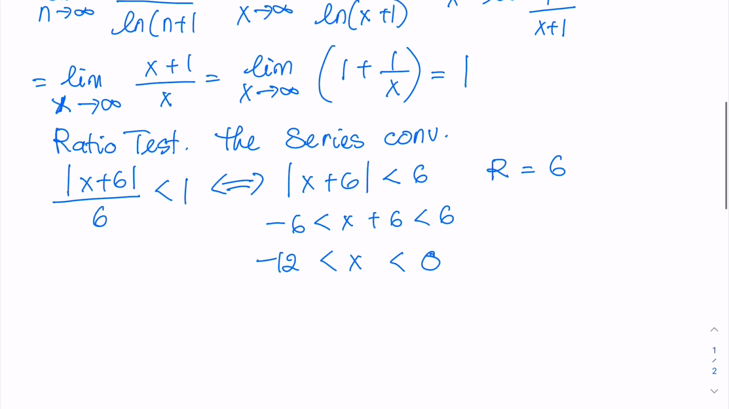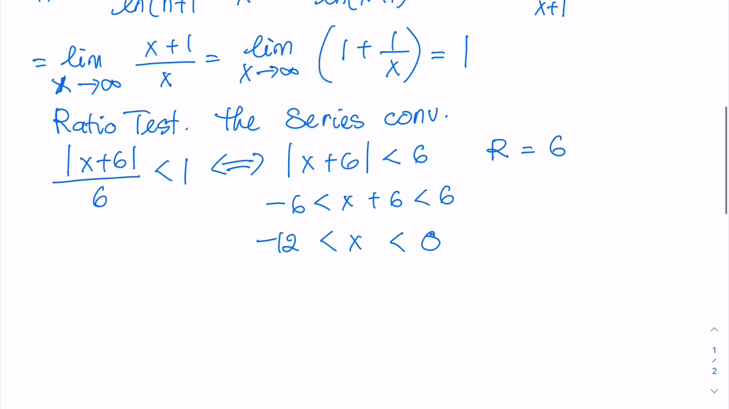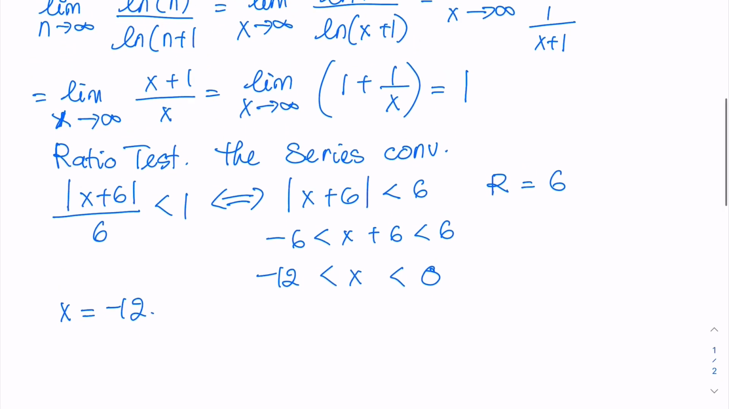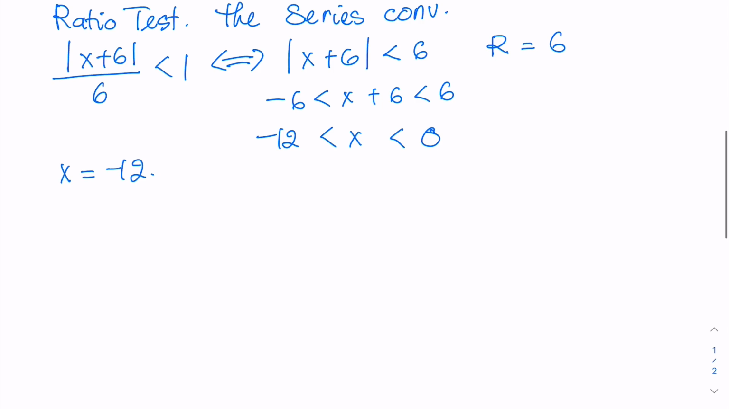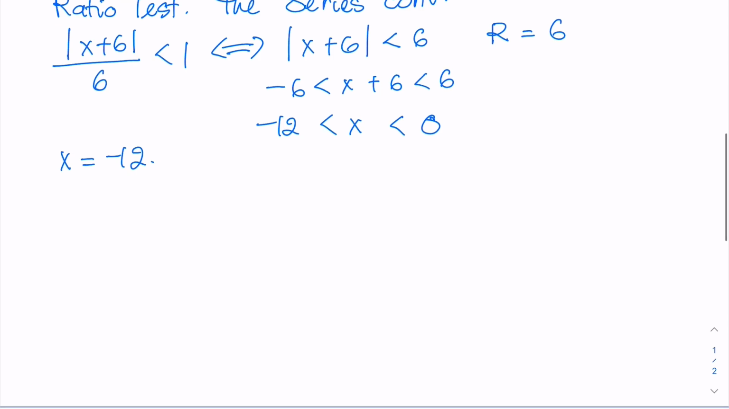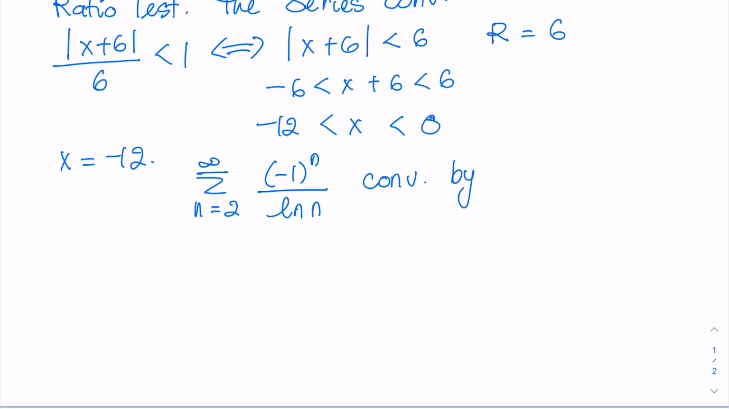I need to test the endpoints, which are x equals negative 12 and x equals 0. What happens when x equals negative 12? We go to our series. The series converges by the alternating series test.